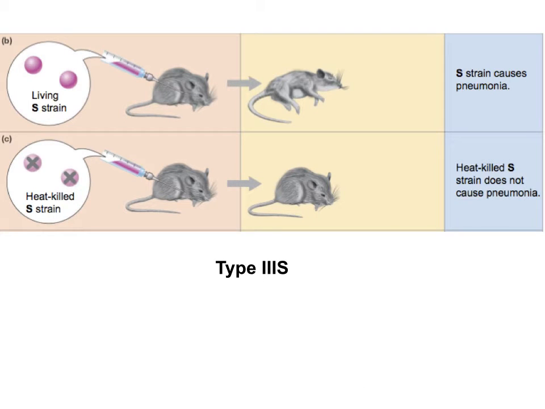Griffith also worked with the type 3S strain. If you took living S strains and injected them into the mice, they would develop pneumonia and die. If before injecting them, though, he heat-killed the S strain with high heat, and then injected them, the mice would live. They wouldn't contract pneumonia. So something was going on. Let's think about this. What's going on with the heat-killed strains?